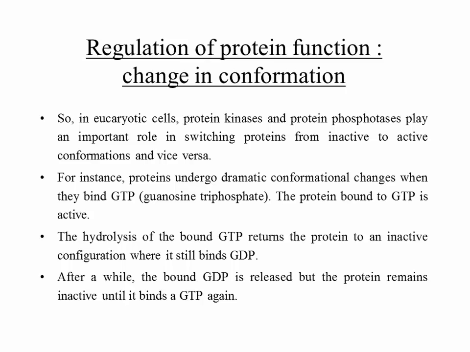Now in cancer and all, you can have situations where it is bound to GTP, and then the GTP is not hydrolyzed, so the protein is permanently active. And that can lead to excessive cell proliferation in cancer. So after a while, the bound GDP is released, but the protein remains inactive until it binds GTP again. Again, guanosine triphosphate.